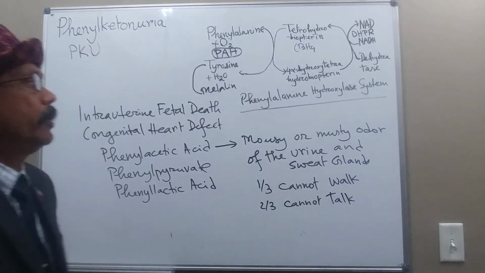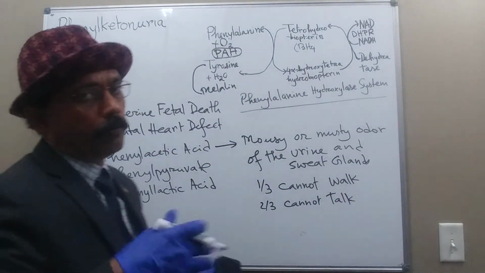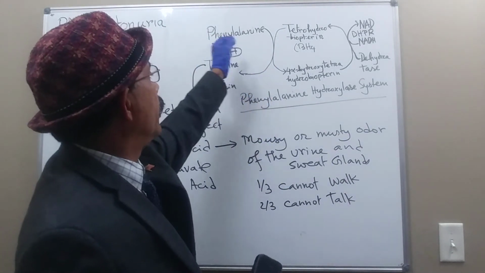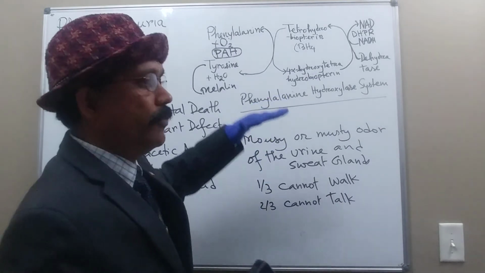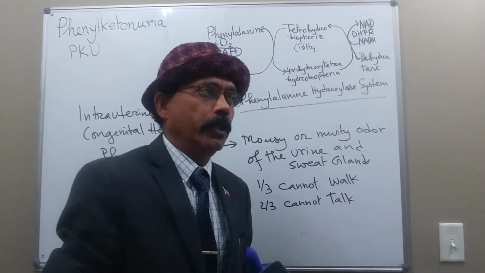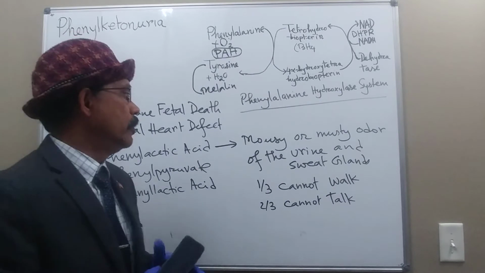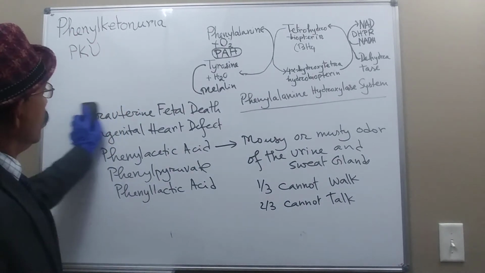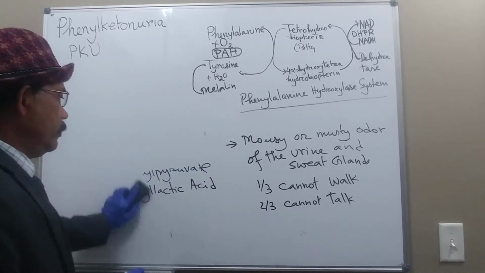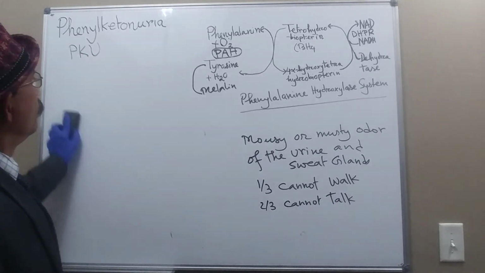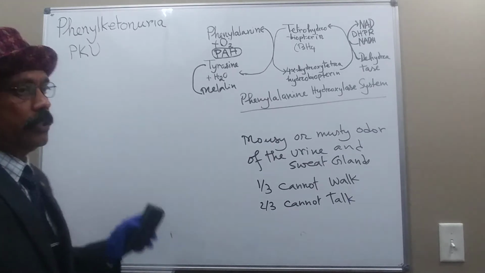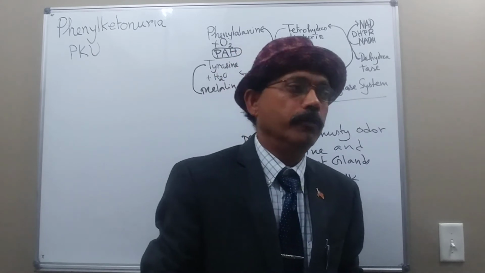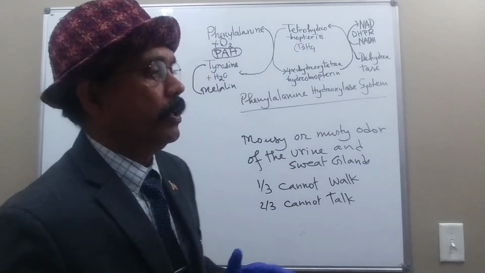That may happen, but there are a lot of mutations. The amount of phenylalanine hydroxylase and the phenylalanine level may vary depending on the mutation, so presentation may vary. It may be a benign presentation. During pregnancy, we may get intrauterine fetal death and congenital heart defect. We may call it gestational phenylketonuria, or maternal phenylketonuria.